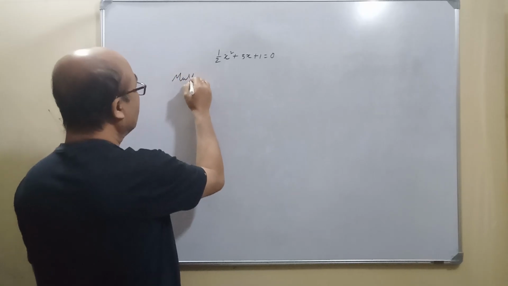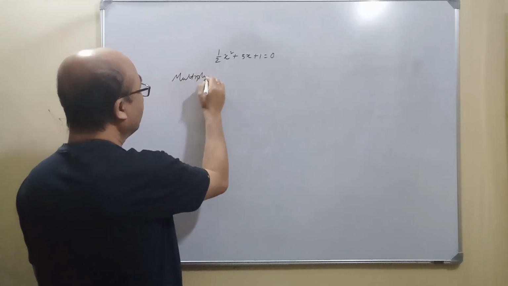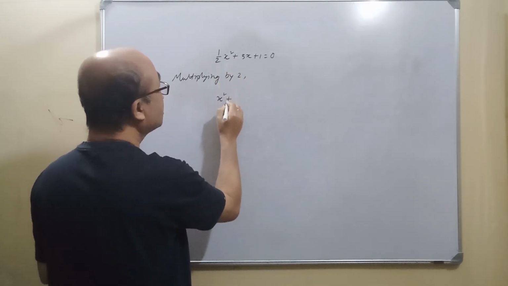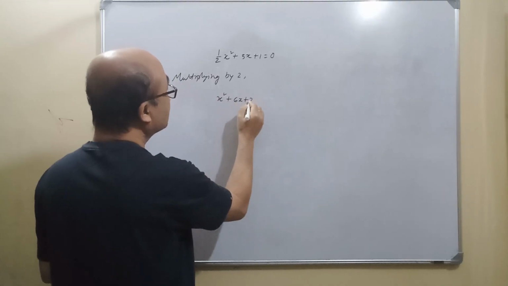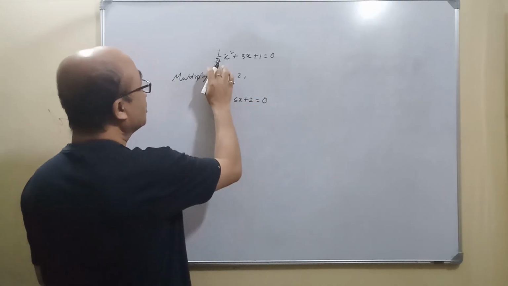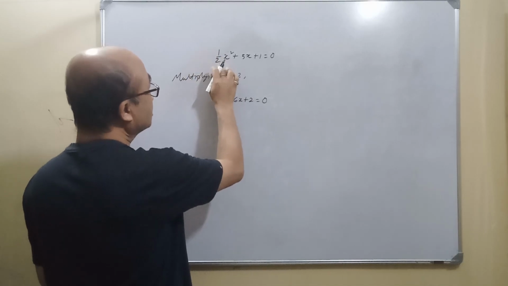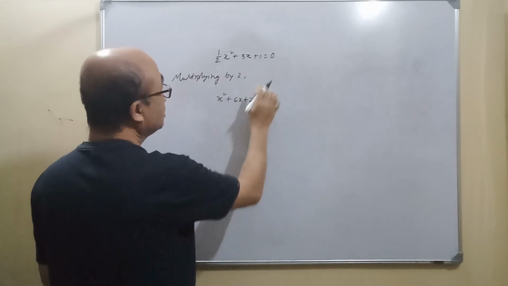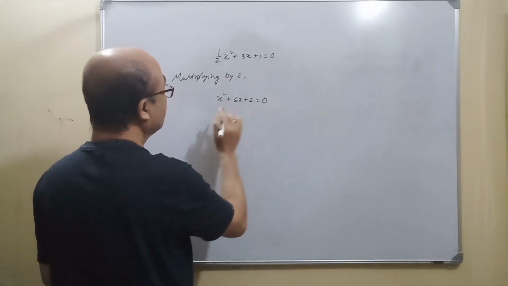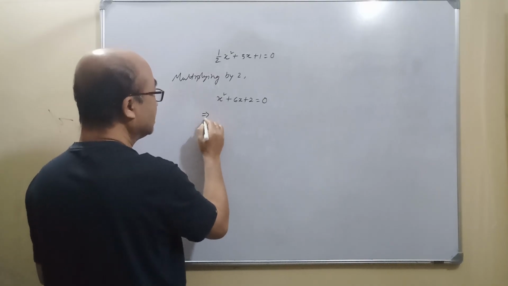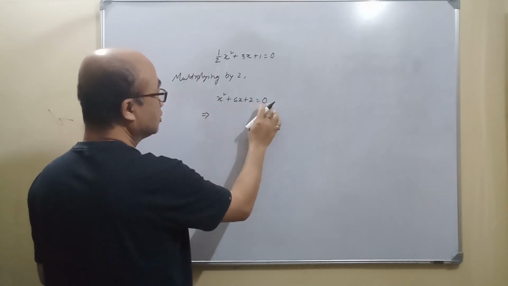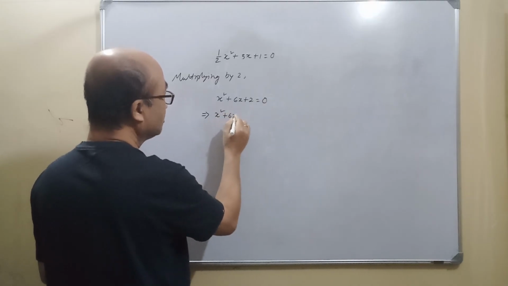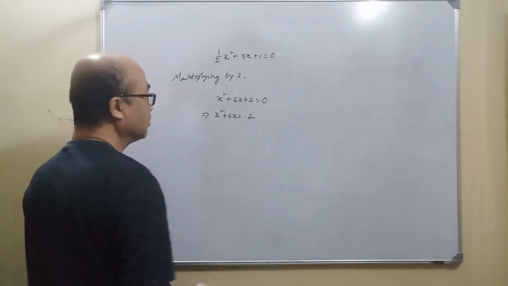So multiplying by 2, we get x square plus 6x plus 2 is equal to 0. 2 into half cancels out, so we get x square, then 2 into 3 is 6, 2 into 1 is 2, 0 into 2 is 0. Then the next step, transfer the constant term to the right hand side. So we get x square plus 6x is minus 2.